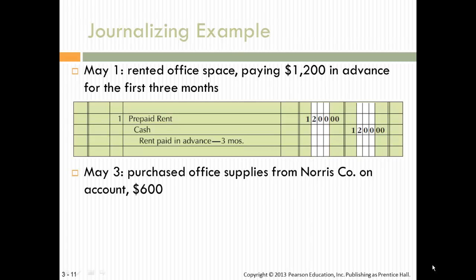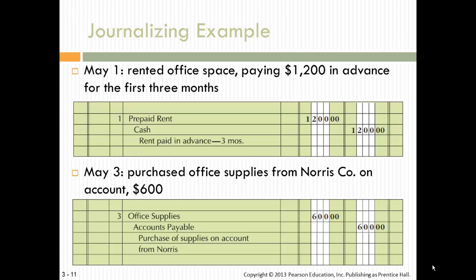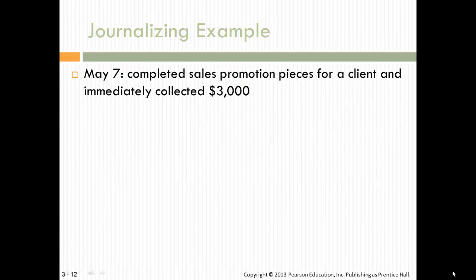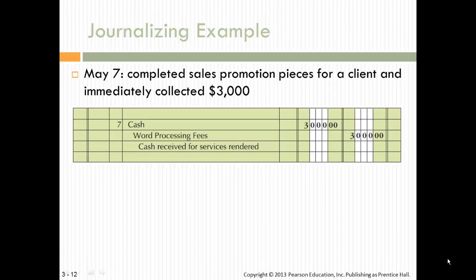Then you purchased office supplies on account for $600. Here you're incurring an asset and you're incurring debt. On May 7th, you completed sales promotion pieces and you collected $3,000. So here's your word processing fees and cash. This is a revenue account. Fees is a term that is used for revenue and expense. You have to be careful when you're in beginning accounting.